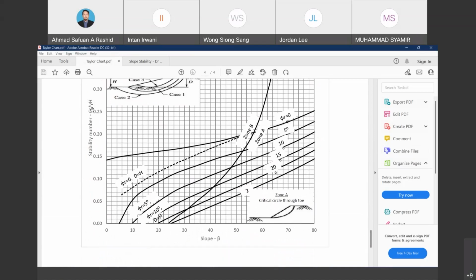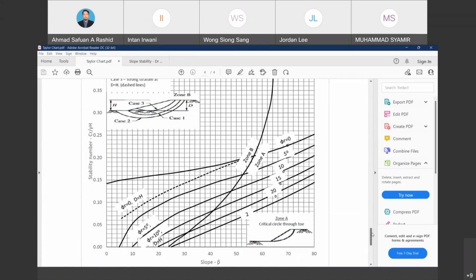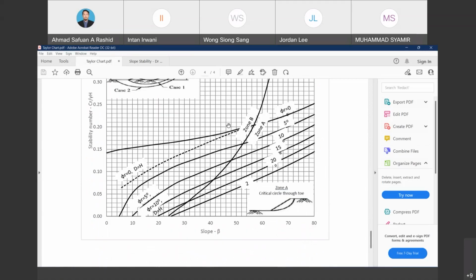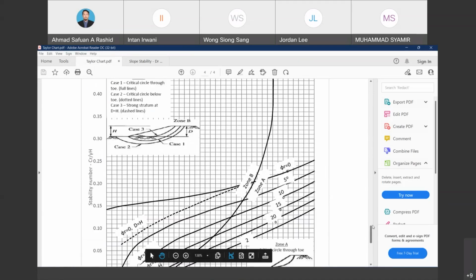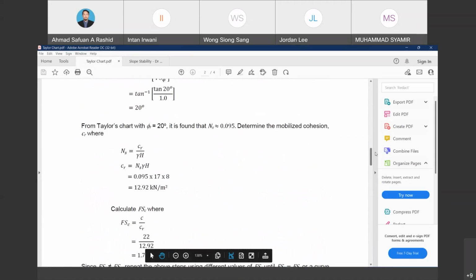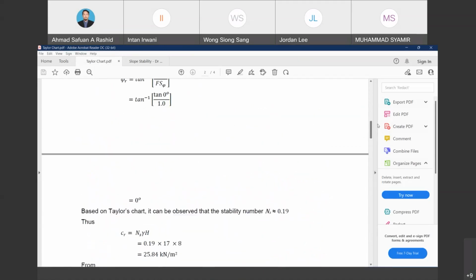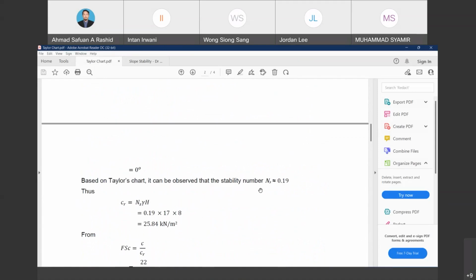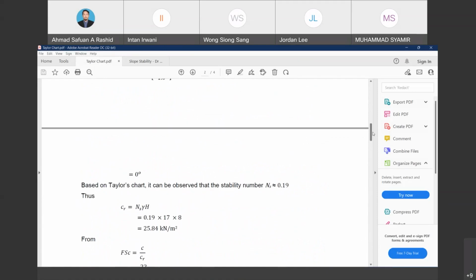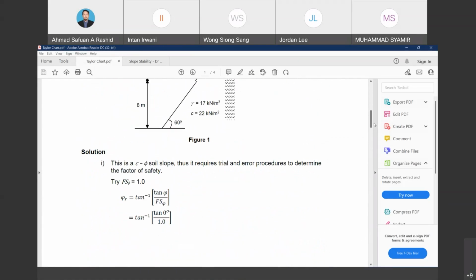So when we use this chart, actually this chart has been reproduced again, so the value of the stability number is a little bit less, because it's been reproduced. For example, in this example, the stability number for this case is equal to 0.19, with beta equal to 60.